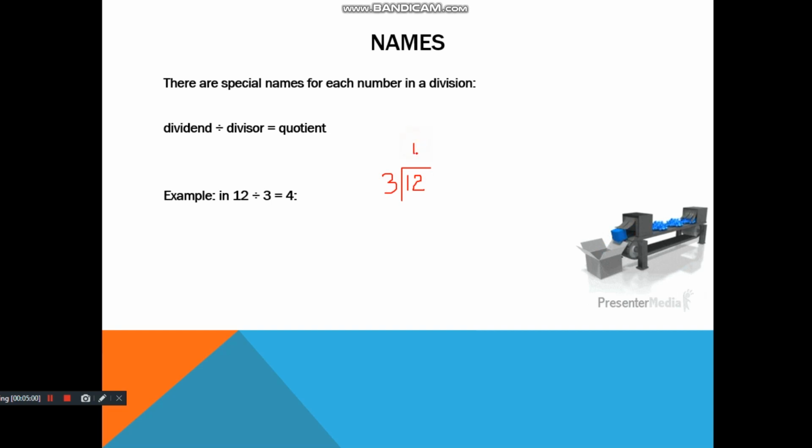And the result: 3 goes into 12 how many times? 4. So 4 is your quotient. This is the quotient, this is the dividend, this is the divisor, and when you subtract, 0 is the remainder. This we call the remainder. I am going to represent it with R.